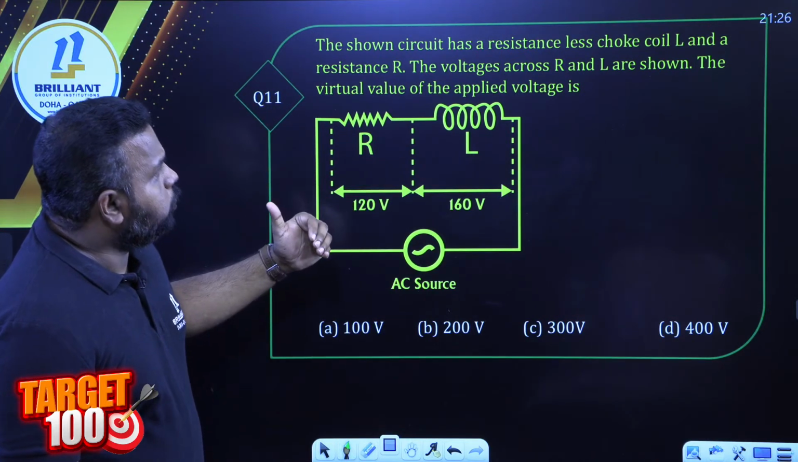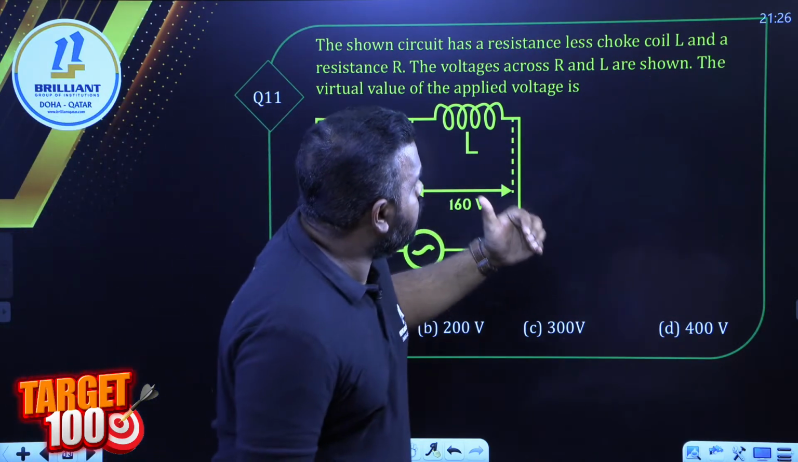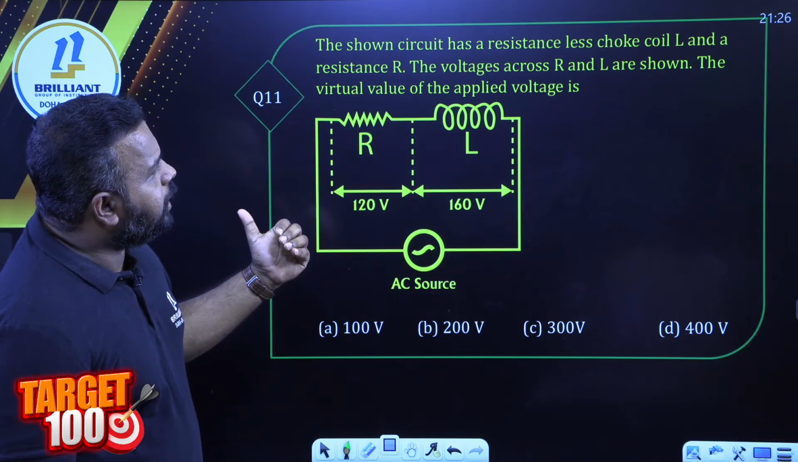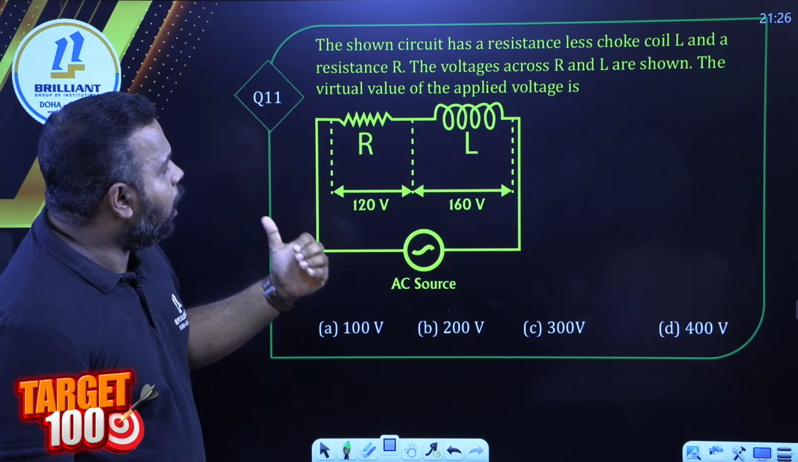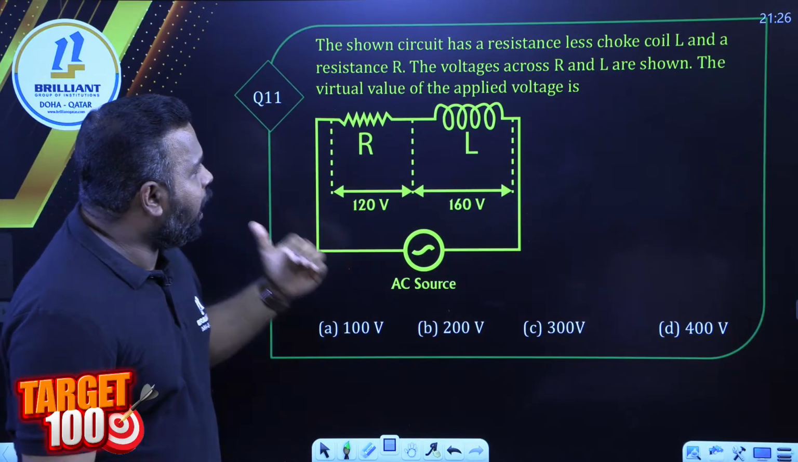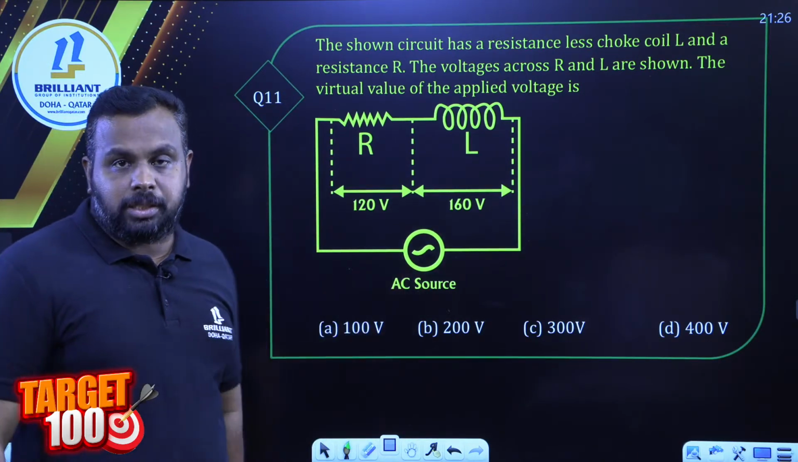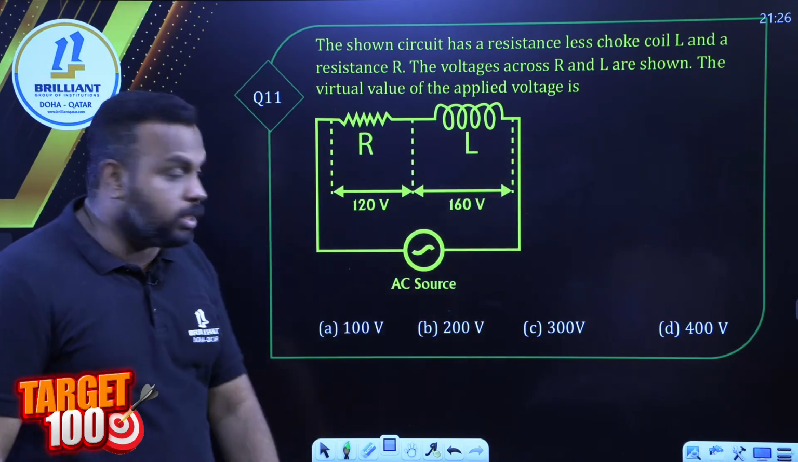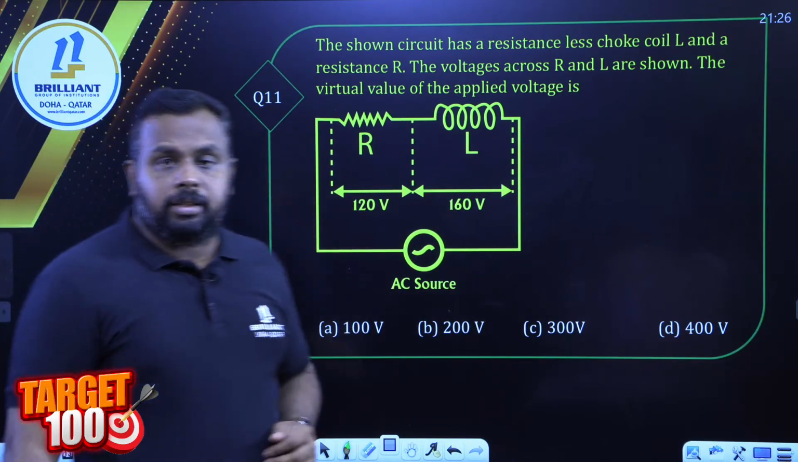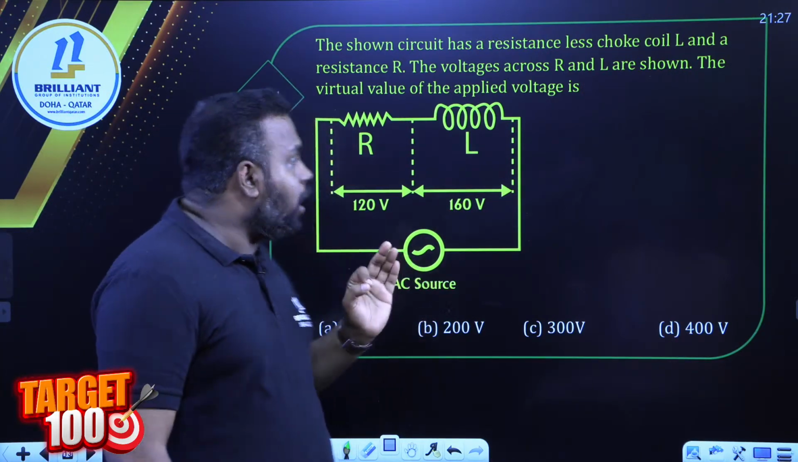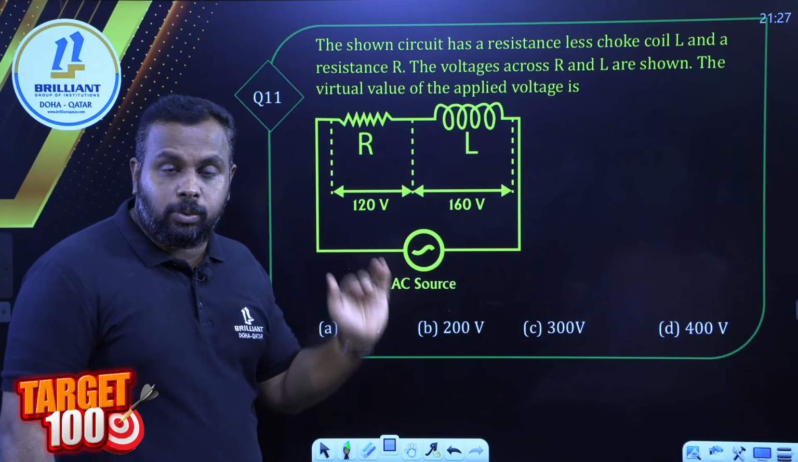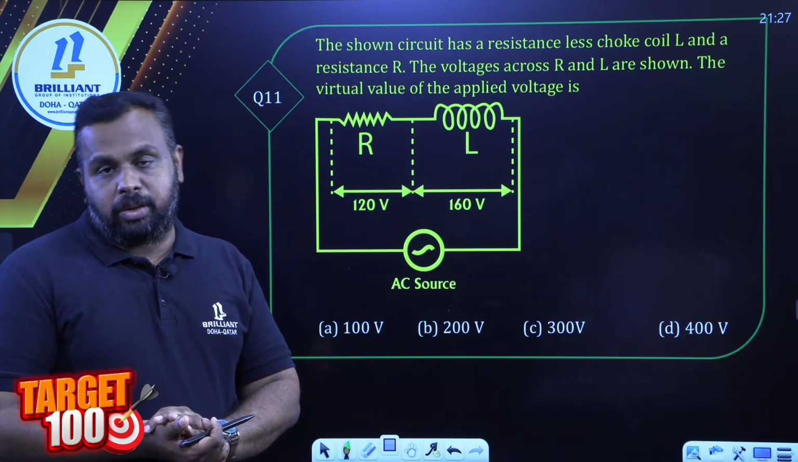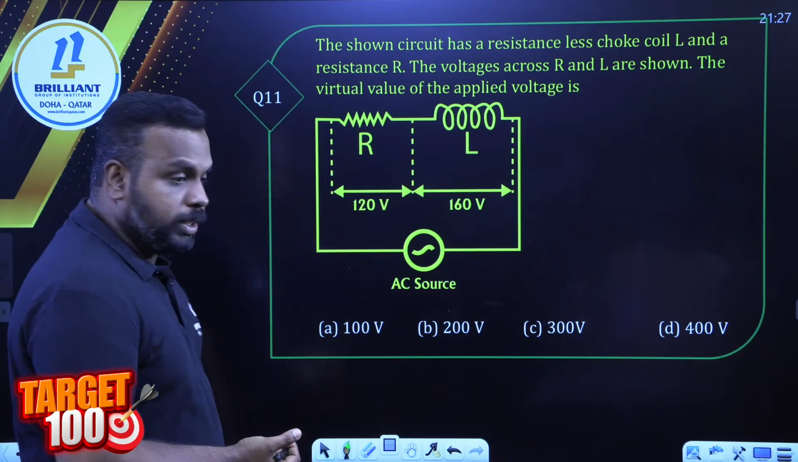The shown circuit has a resistance-less choke coil L and a resistance R. The voltages across R and L are shown. The virtual value of the applied voltage, which means the effective RMS value only, they are asking. How can we find it? It is which circuit? It is an LR circuit, inductor and resistor. How do we find the effective value, the virtual value of voltage?